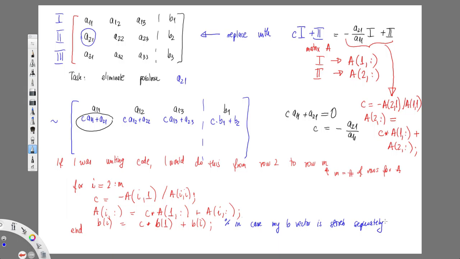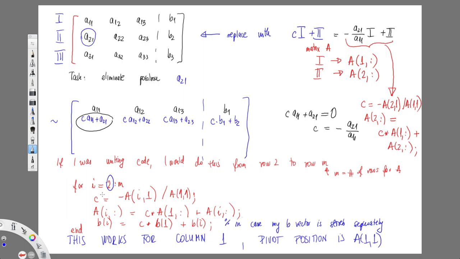Great. So this actually works for my entire first column. Yes? Now I actually want to go... And this was actually, nobody said anything. This was A of 1, 1. So this works for column 1. Okay? So for column 1, my pivot position is A of 1, 1, and I start here from 2.